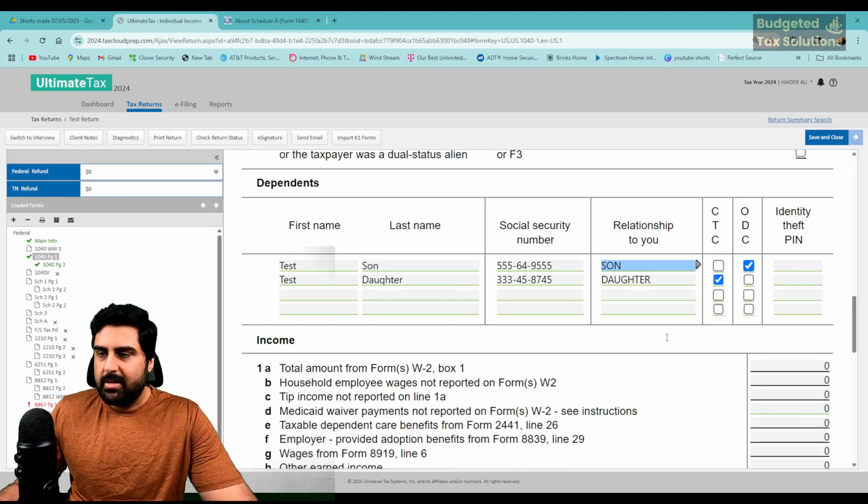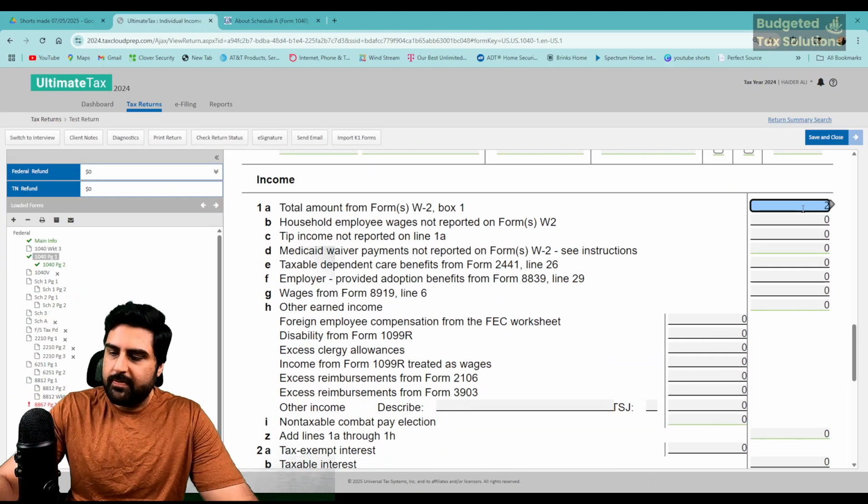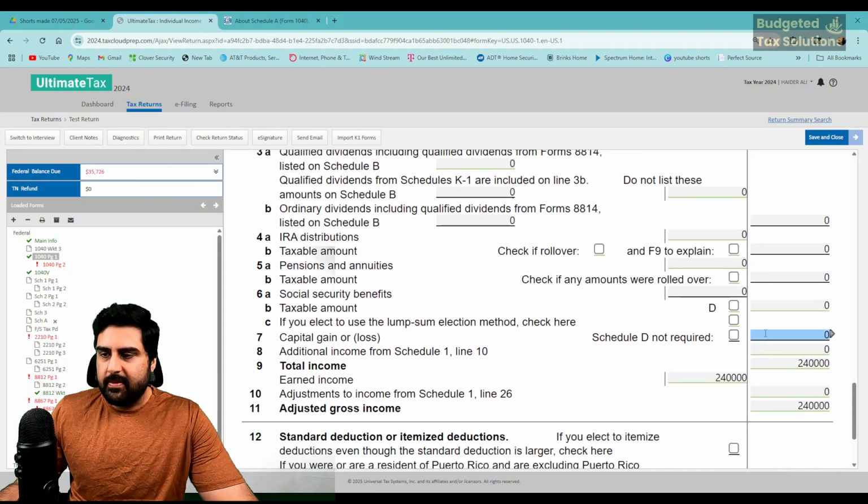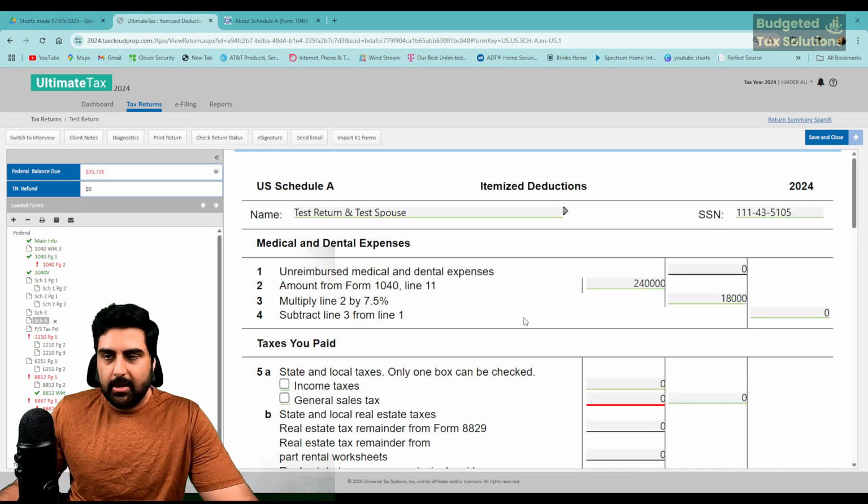Maybe let's add W-2 income of around 240,000. That should flow onto our adjusted gross income on line 11. As you can see, the same number, 240, goes there. When we go back to Schedule A now, you see that the number flows onto the Schedule A form. So now we have the 240 here, and 7.5% of the 240 is 18,000, meaning anything above 18,000 will be given to you, and anything underneath that will not be given to you.